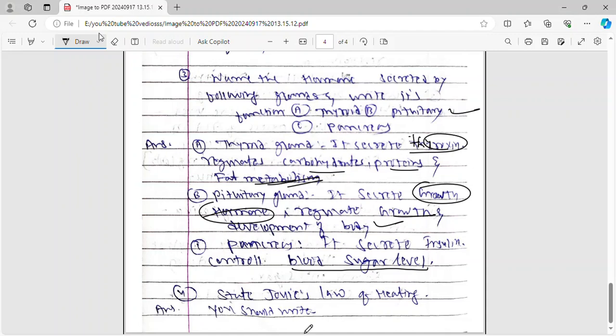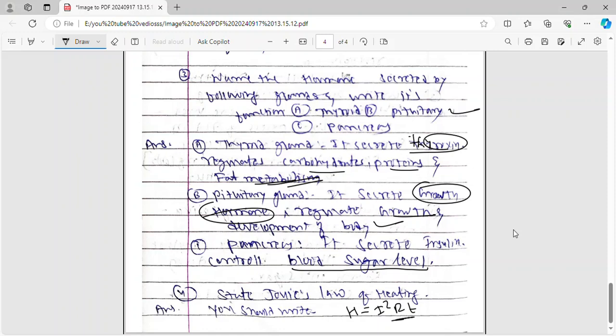State Joule's law of heating. You already learnt it in the electricity chapter. The formula is H equals I squared R T. It states that heat energy produced in a conductor is directly proportional to the square of current for given resistance and time, directly proportional to resistance, and also directly proportional to time. H equals I squared R T.